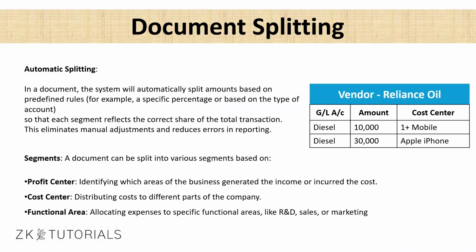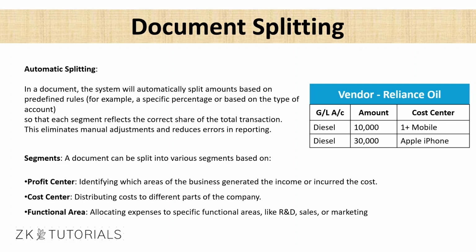But the good is the same, we are purchasing diesel only, but one is used to produce OnePlus mobile and another, if you see in the second line, is used to produce Apple iPhone. So in this way, we can distribute the cost center based on different GL accounts, or the same GL accounts based on different cost centers. This is called document splitting.